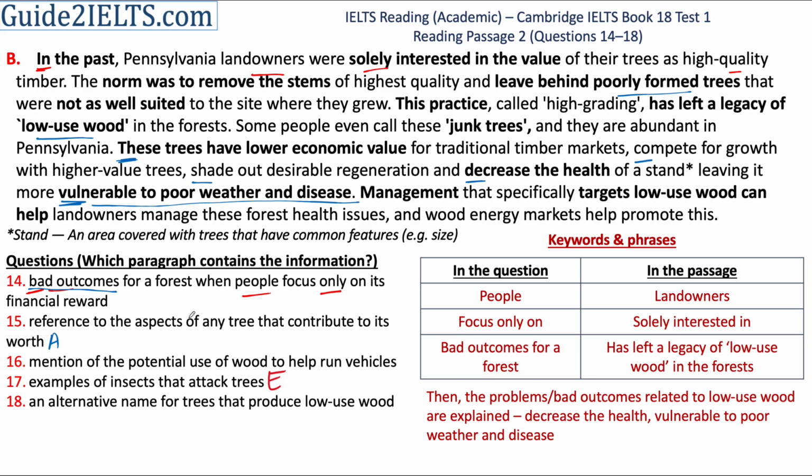Just to quickly understand it again, people focusing only on the financial reward is mentioned in the first sentence of paragraph B, where they are solely interested in the value of the trees. Then it is talked about how only these trees are used and cut, and the trees with lower quality of timber are left behind, and this leads to bad outcomes or problems, which are mentioned in the second last sentence of this paragraph.